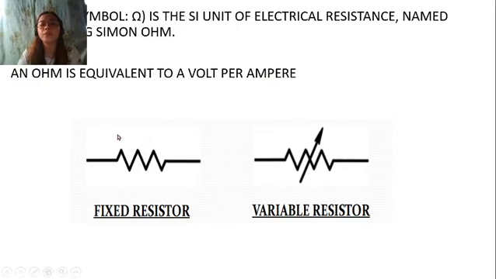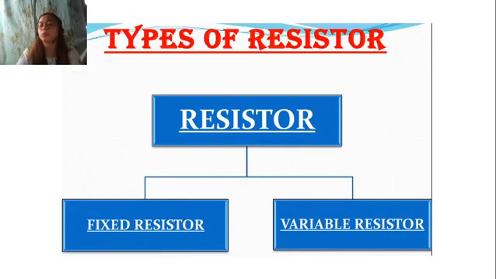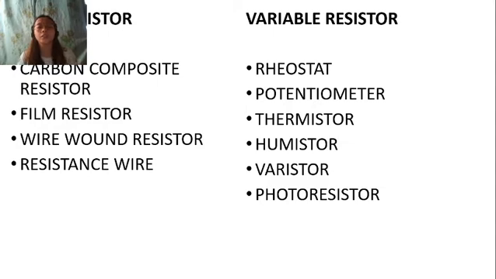So we have two types of resistor. You have the fixed resistor and the variable resistor. Na magka-fix, of course, fixed and variable, di mo nabalaan ang iya exact value or exact number. That's why it's variable. So, ano mga examples of fixed resistors naton? We have the carbon composite resistor, the film resistor, wire wound resistor, the resistance wire, and then next for our variable resistor, you have the rheostat, the potentiometer, the thermistor, unistor, varistor, and photoresistor.